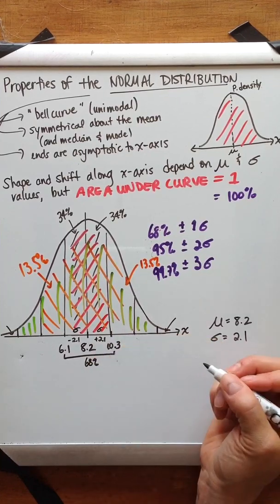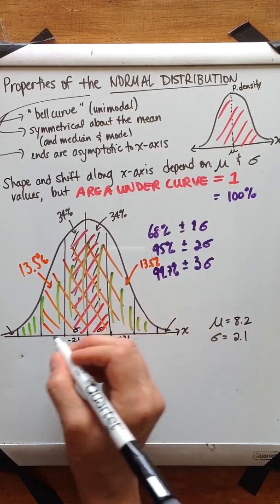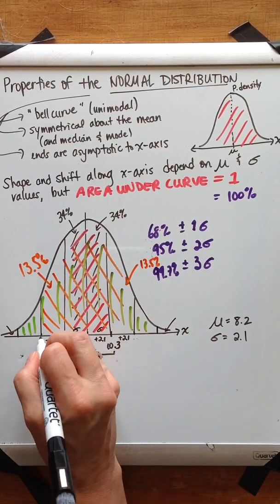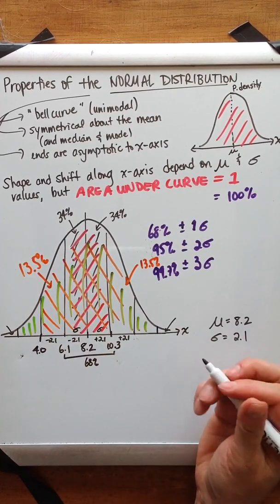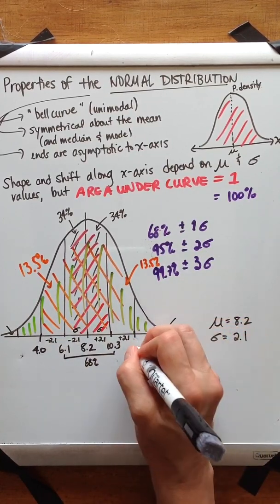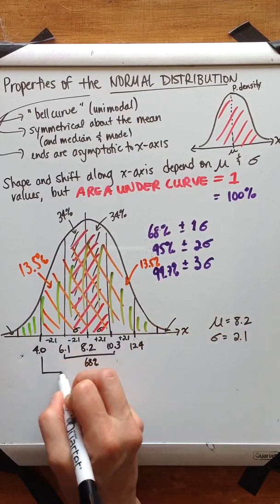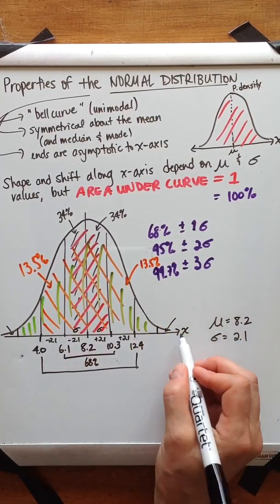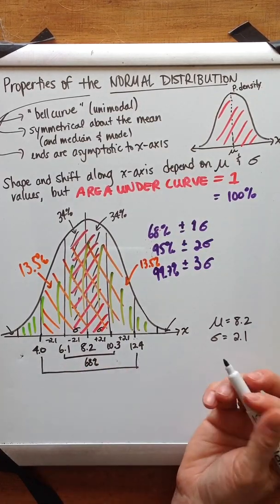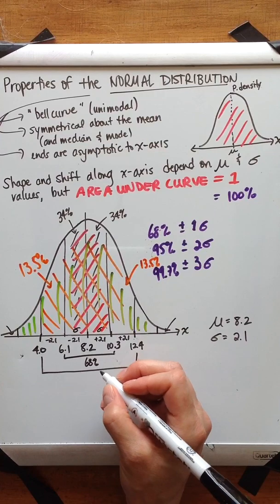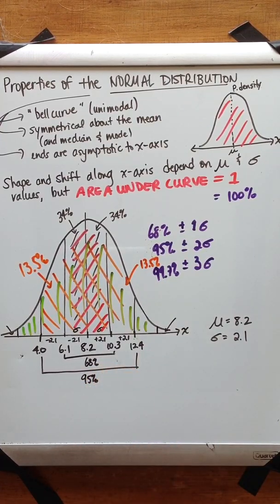If I'm within 2 standard deviations, so I'll just add another 2.1 here or subtract it down here. Down here I'll end up with a minimum range value of 4, and up here I'll end up with a maximum range value of 12.4. All the data points for this random variable x that lie between a value of 4 and 12.4 would represent 95% of all of the data.